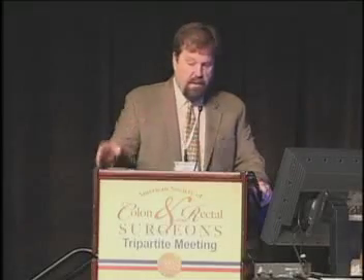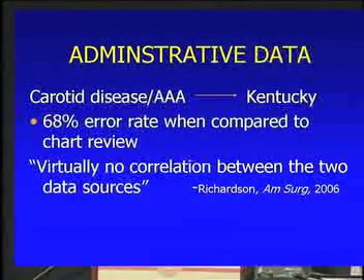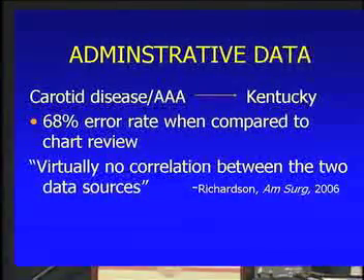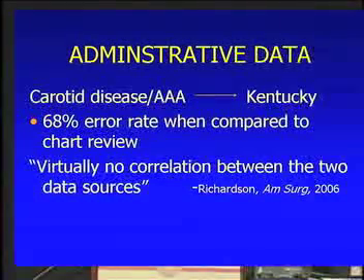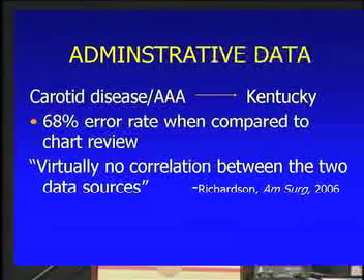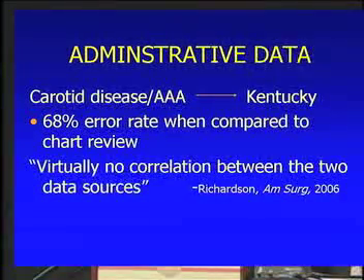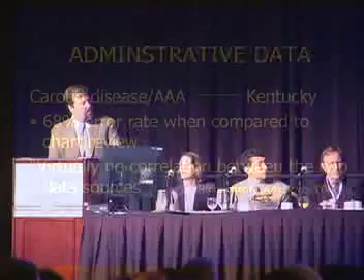So for example, a great example would be in the state of Kentucky, where they were told they had a quality problem with their carotid endarterectomies. Basically it turned out that on the discharge data set, if you had a neurologic event, that was attributed to the surgeon, but that was actually the indication for surgery. So there's a lot of problems, and Richardson has shown that there's a 68% error rate when you compare chart review to the administrative database. So this is what I'm talking about.